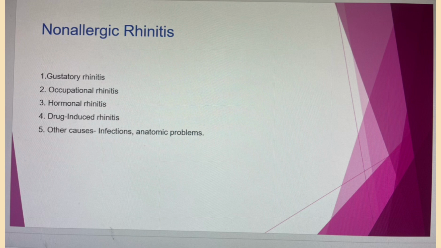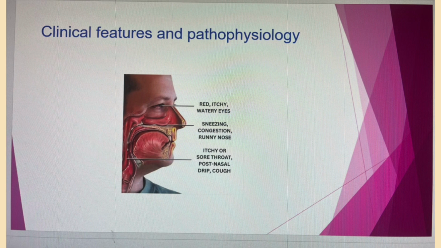Number 6, infections like chronic rhinosinusitis, anatomic problems like nasal polyp, deviated nasal septum, or trauma, or emotional stress. Clinical features and pathophysiology of allergic rhinitis. What are the symptoms patients present with in allergic rhinitis?